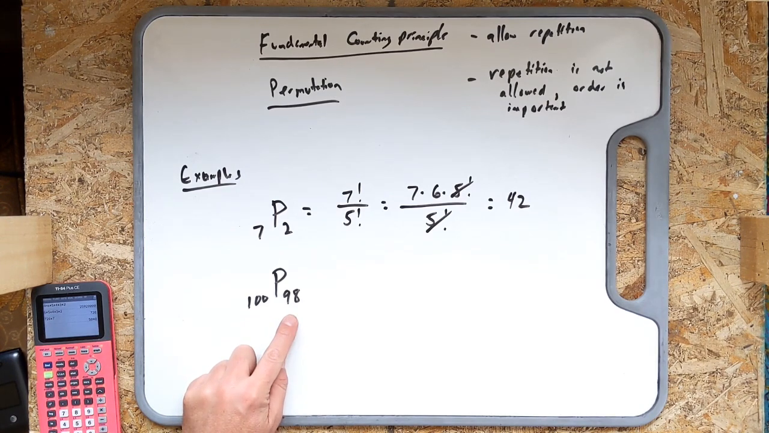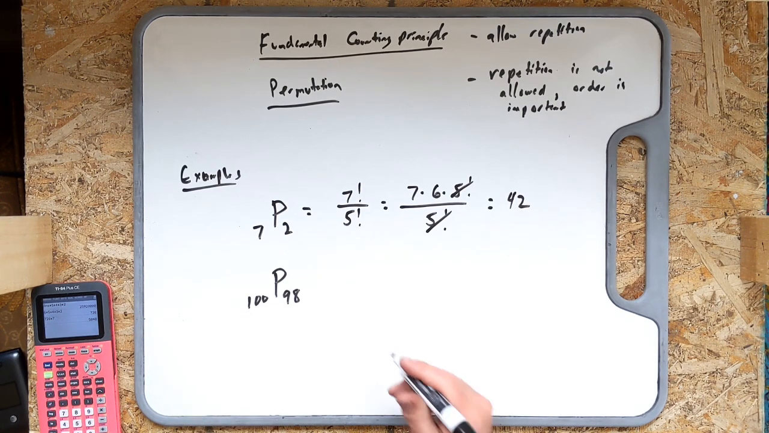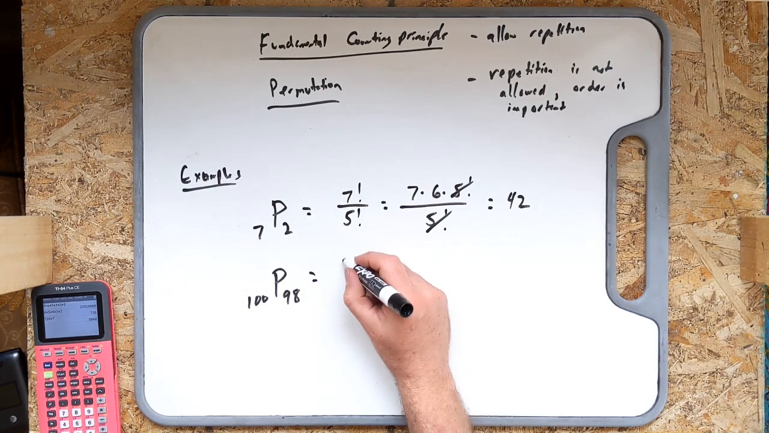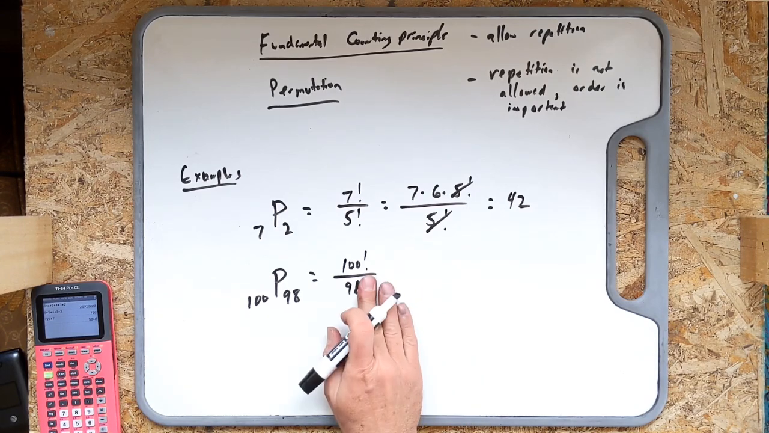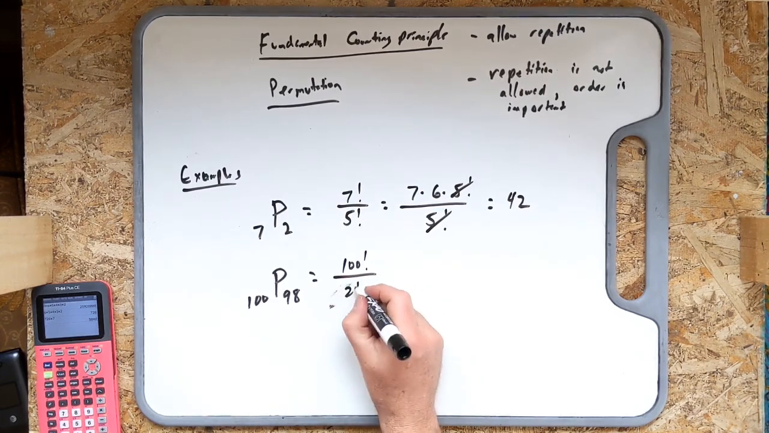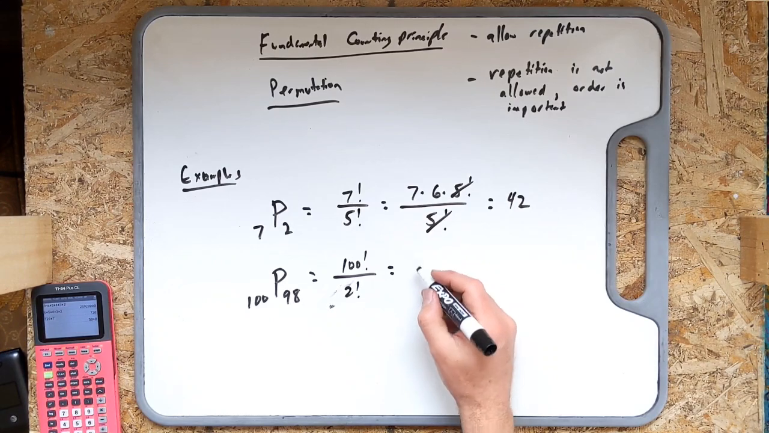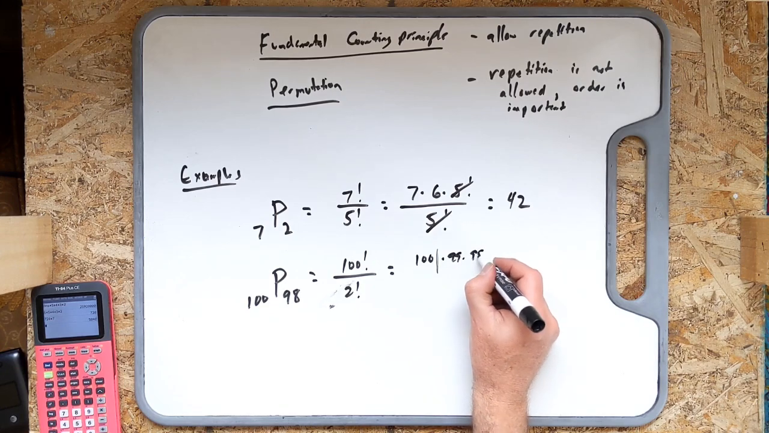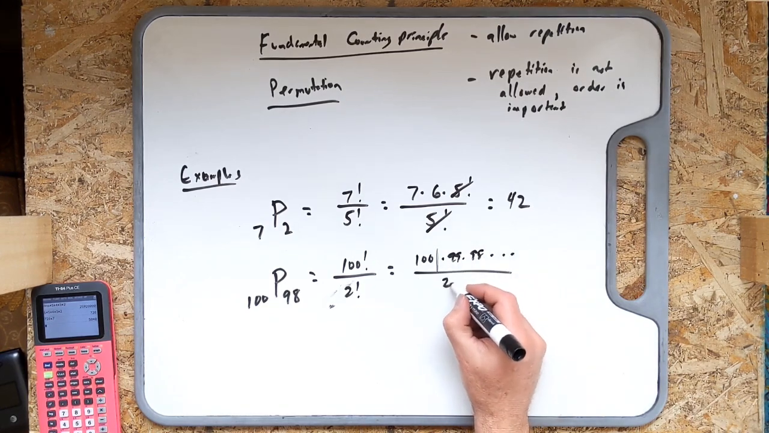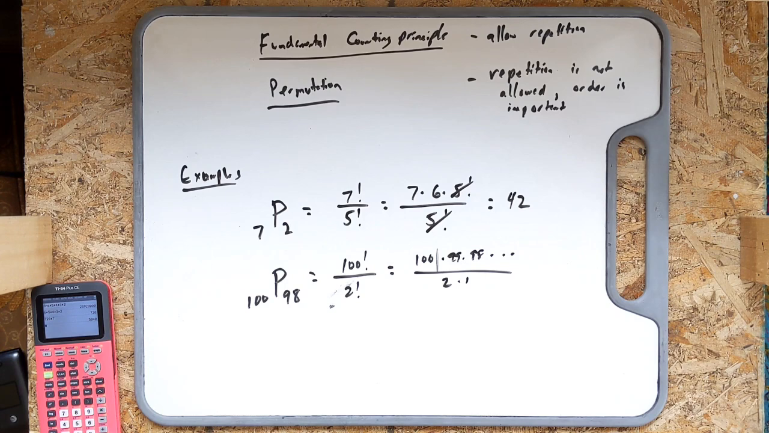Permutation of 100 things, 98 taken at a time. Pause the video there and calculate that. Okay, this is 100 factorial over (100 minus 98) factorial, which is 2 factorial. It's an enormous number: 100 times 99 times 98, etc., divided by 2. Now that's a ridiculous number to calculate.